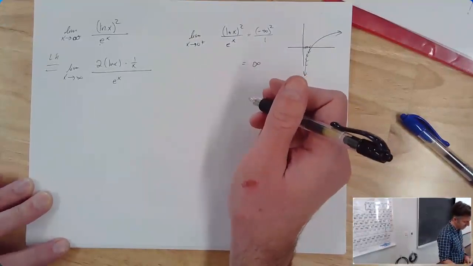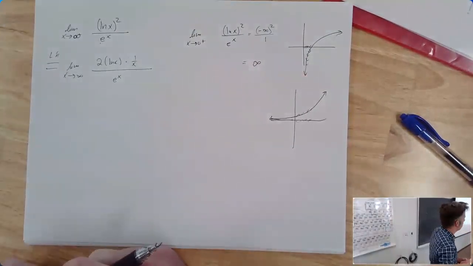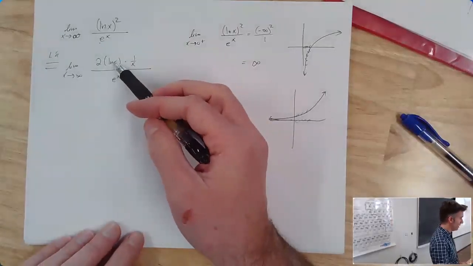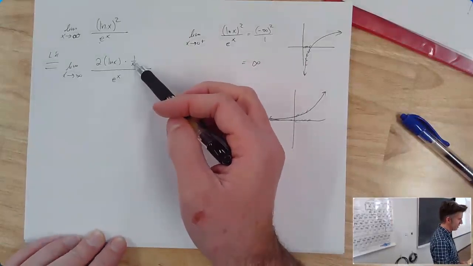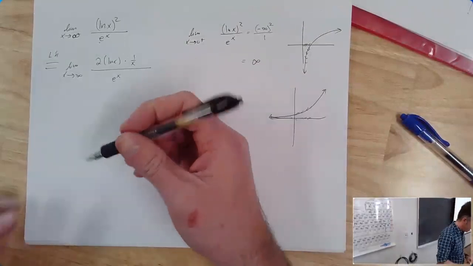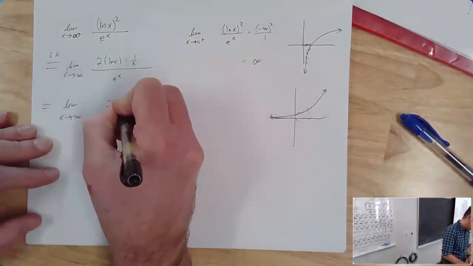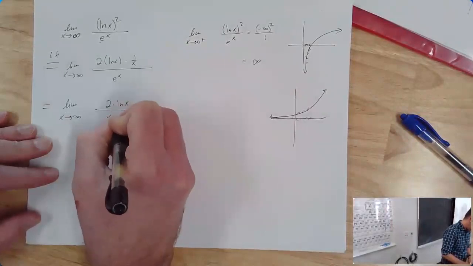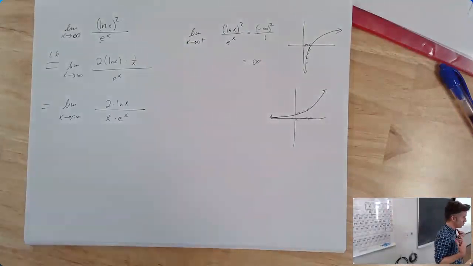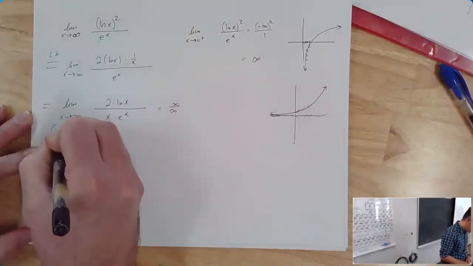Now this is kind of interesting, because as is, it's not really an L'Hopital's rule question in its current state. The top, natural log of x, is going to infinity and 1 over x is going to 0, so you have infinity times 0 over infinity. We should rewrite this. Write this as 2 times natural log of x over x times e to the x. Now the numerator is for sure going to infinity, and the denominator is too. So we can use L'Hopital's rule.